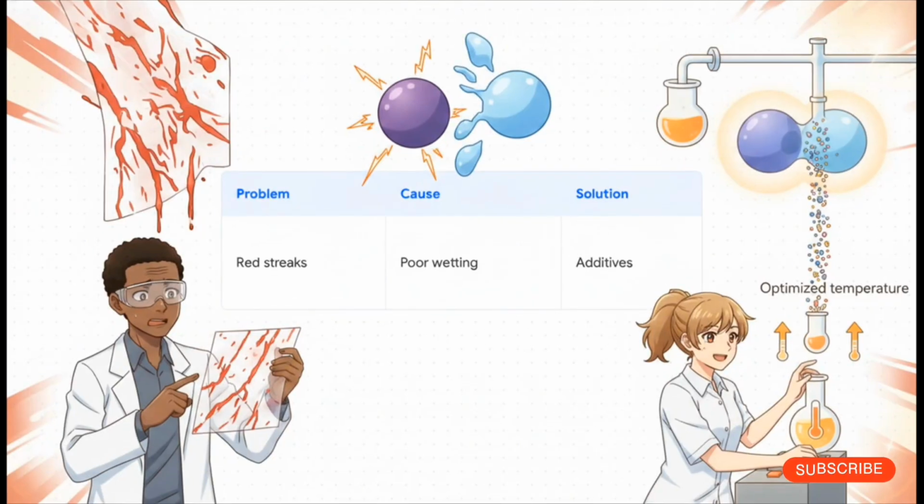Now, case 2. Say you're looking at your output and you're getting these red shade streaks, just inconsistent lines of color. That usually points to a chemical interaction issue, specifically poor pigment wetting. To fix this one, you'll want to add a dispersion additive to help the polymer actually coat the pigment while simultaneously optimizing your temperatures so everything flows and mixes the way it should.